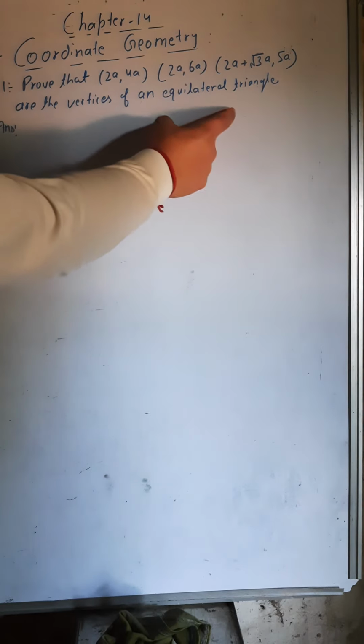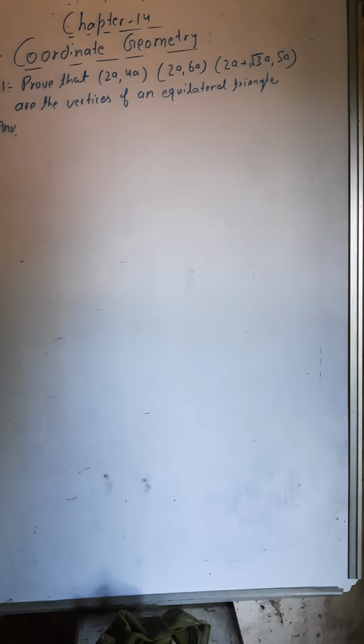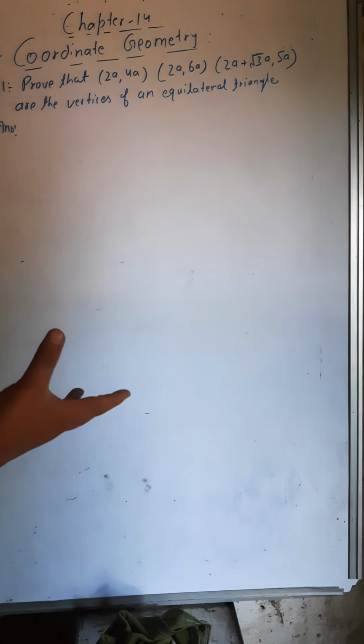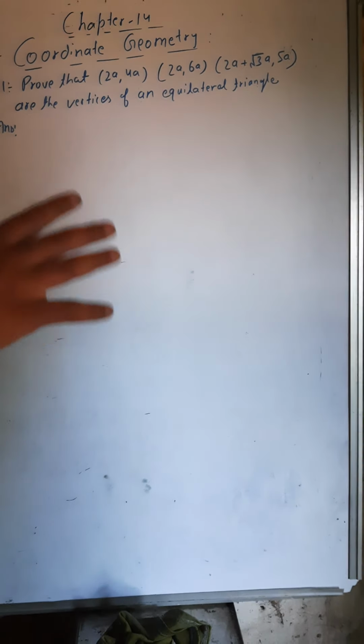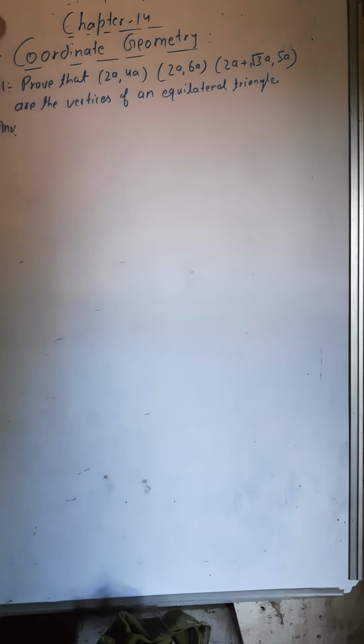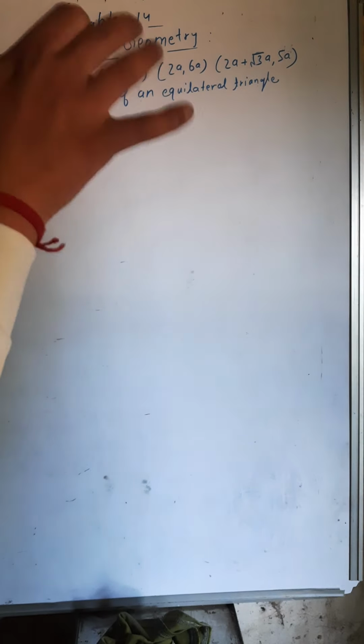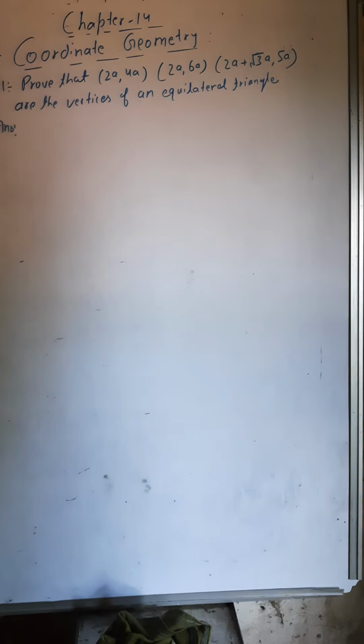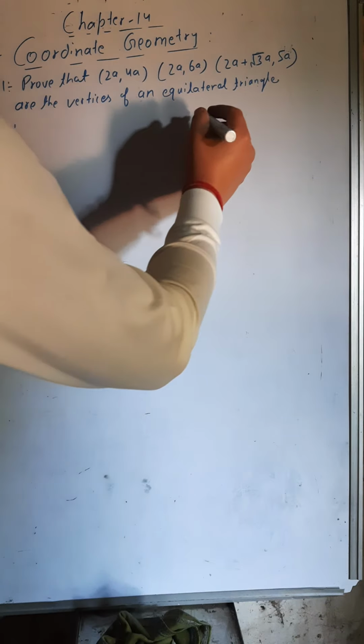So what is an equilateral triangle? An equilateral triangle is a triangle having all of its sides equal. If all the three sides of a triangle are equal in length, then you call it an equilateral triangle. Now let me make an equilateral triangle first here.